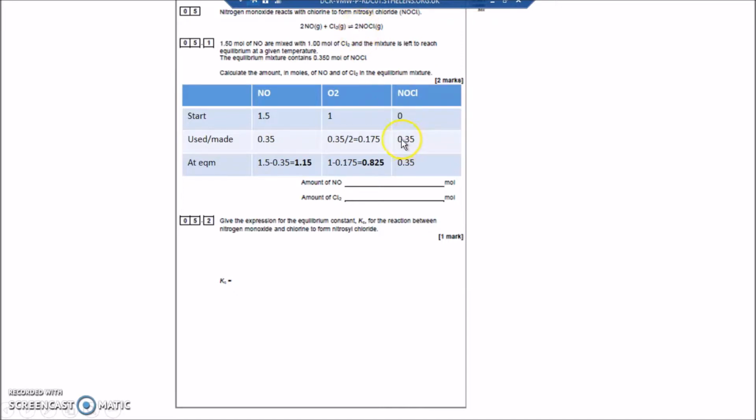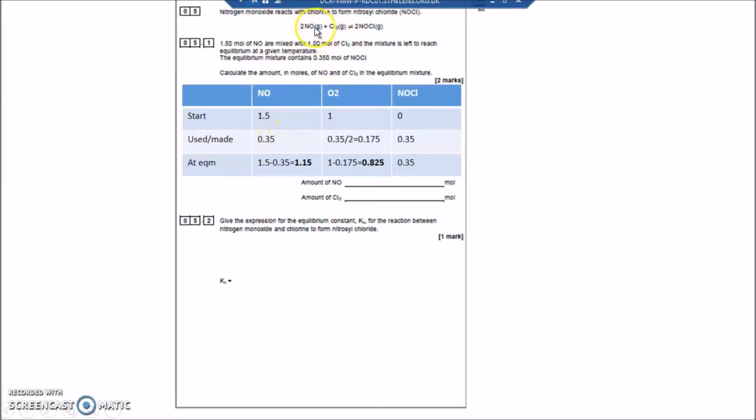Well, if 0.35 moles of NOCl have been made, we can work out what it's been made from. So it's used up some of the reactants to make the product. 2 moles of NO make 2 moles of NOCl, so the same number of moles of NO are used up to make the same number of moles of NOCl. So 2 moles of NO would react to make 2 moles of NOCl. So if 0.35 moles of NOCl are made, then 0.35 moles of NO are used up.